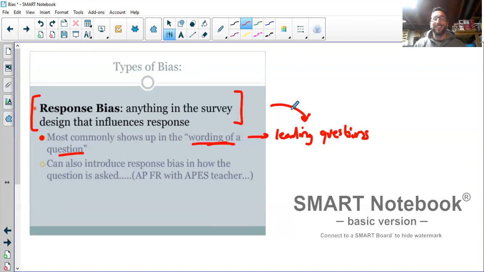That was crazy. And we can come up with tons of examples, and we're going to start to look at some in class, of course, right? So the wording of the question leading you one way or another is going to be an example of response bias. But it's not only the wording of the question.